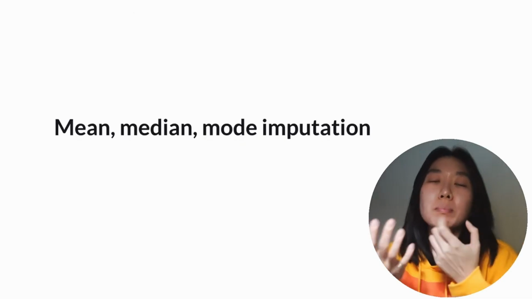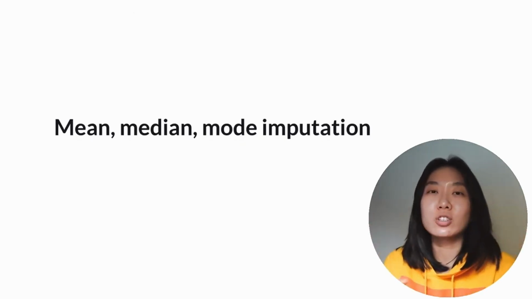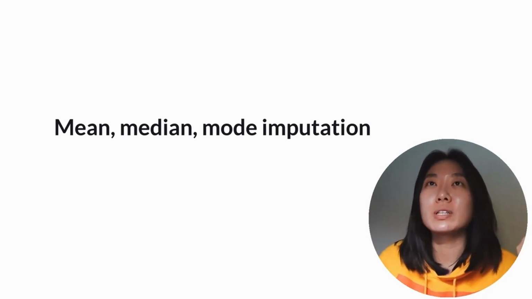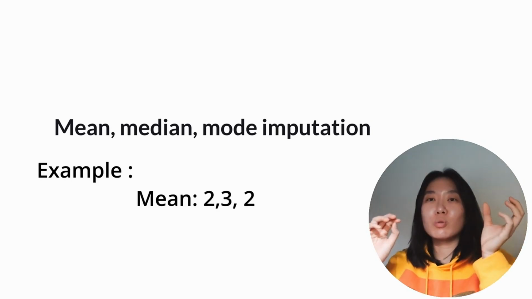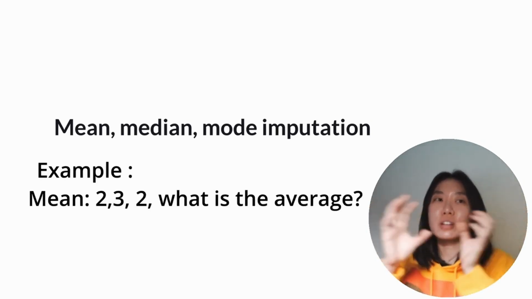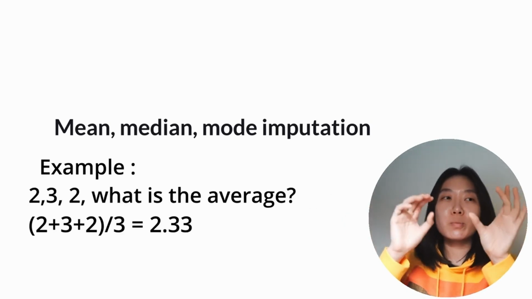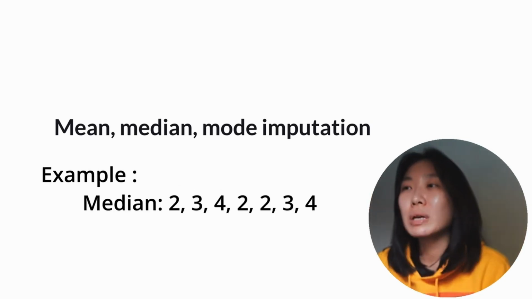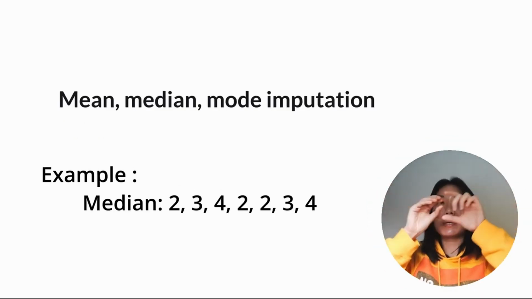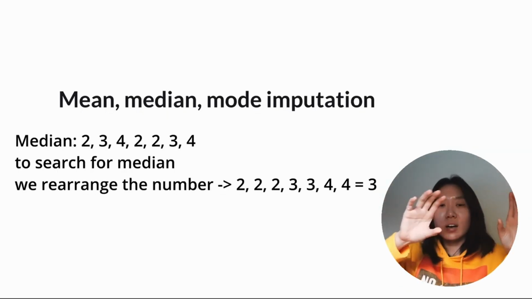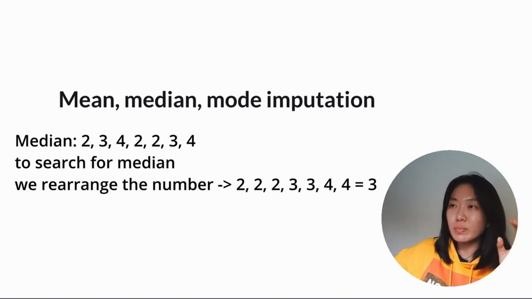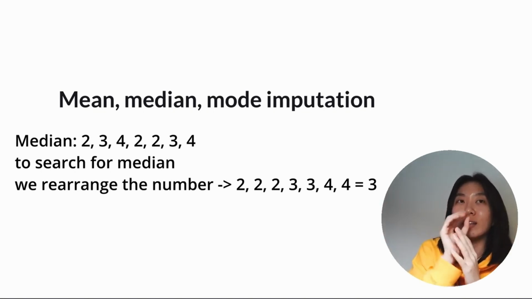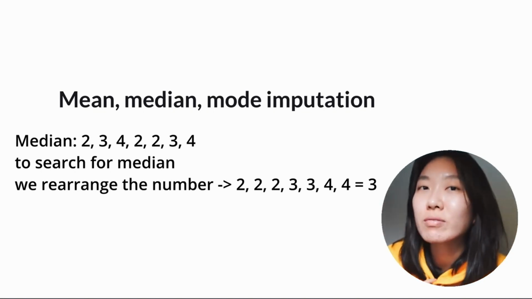So what is mean? Mean is the average, the average number of the whole column, the whole data. For example, you have 2, 3, 2. What is the average number of this? So you do 2 plus 3 plus 2 divided by 3. That's the mean. Median is about the whole range of data. What is the median value of that? You sort the data, and then you look at what's the median value. And that's how you handle the missing value with median.